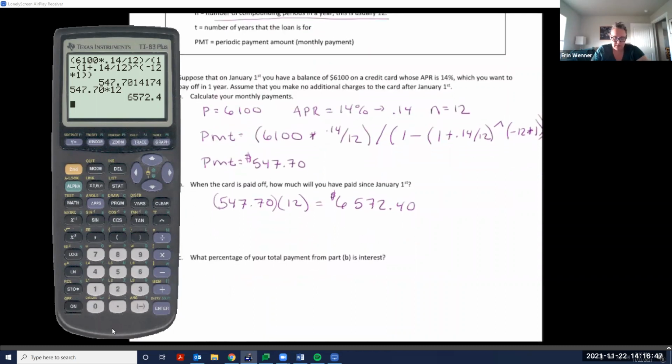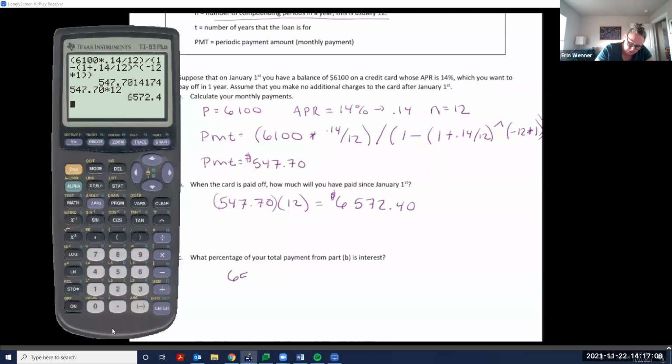So part C says, what percentage of your total payment from B is interest? So what we're doing is we're finding the difference. We're doing that same thing over and over we've done every time. Find the difference compared to the overall payment times 100 will tell us. So what does that look like?